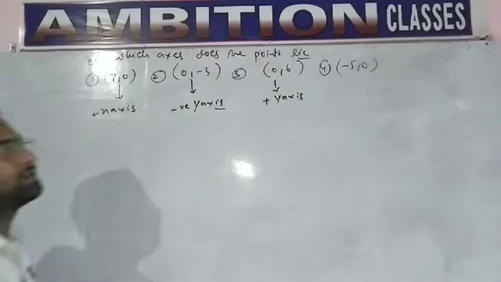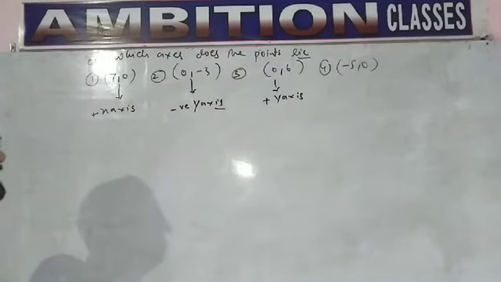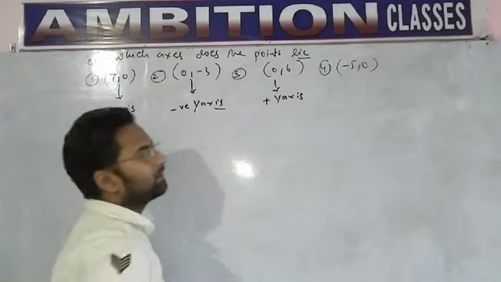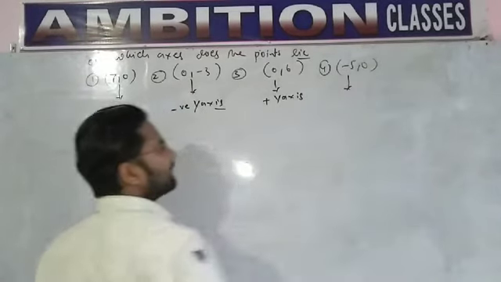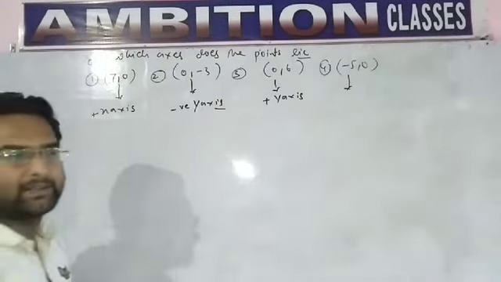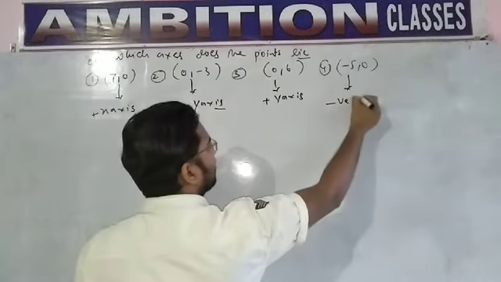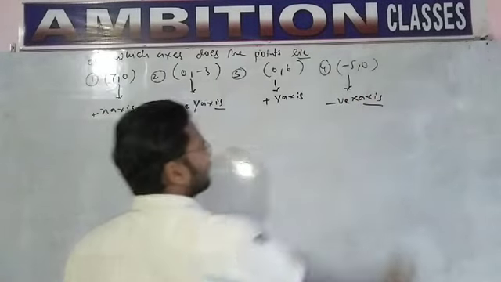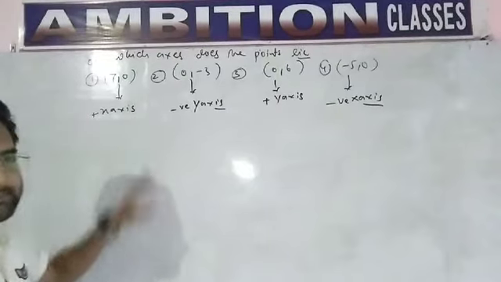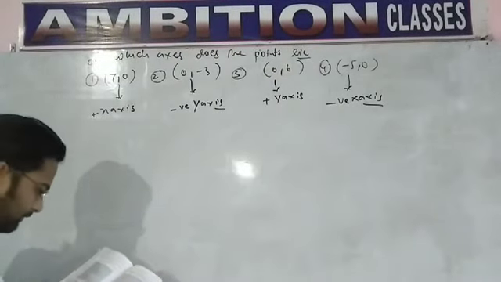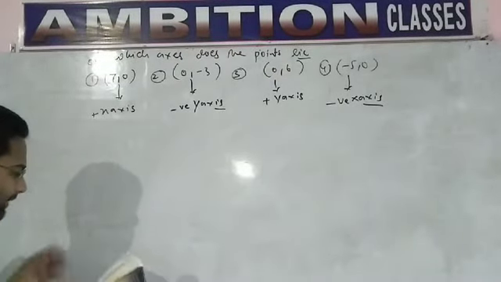Now let's come to the next question, -5, 0. As the value of y is 0, it will lie on the x-axis, student, but the value of x is negative, so it will lie on the negative x-axis. Okay, students, this is how you have to know. Take some questions as homework.